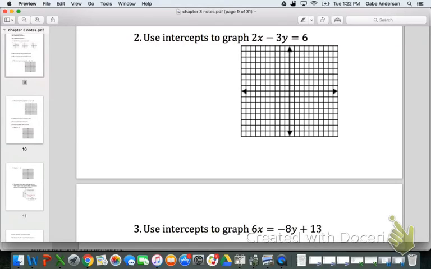This is what we just talked about: at the x-intercept the y-coordinate is 0, and at the y-intercept the x-coordinate is 0, to help us with this. So this says use intercepts to graph, and I just want to mention something to you. I've heard you guys talk about slope-intercept form, right? I hear mx plus b thrown out there, things like that.